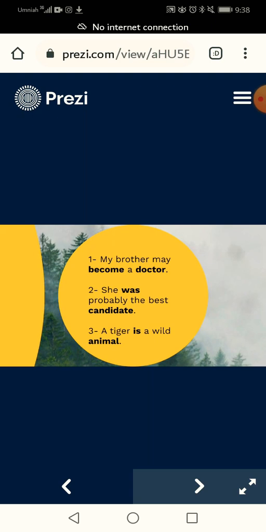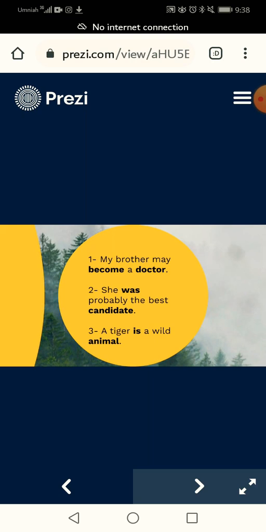The second example, she was probably the best candidate. Now, was is a linking verb, and after this linking verb, we have the word candidate. Now, candidate is a noun, and it identifies the pronoun she, which is the subject. So candidate is a predicate nominative because it's a noun and it comes after a linking verb and it identifies the subject she.